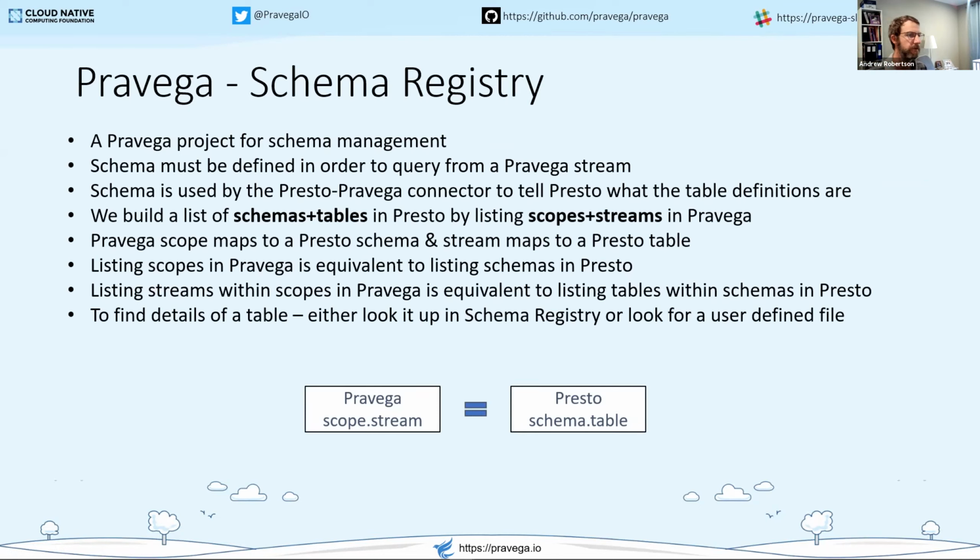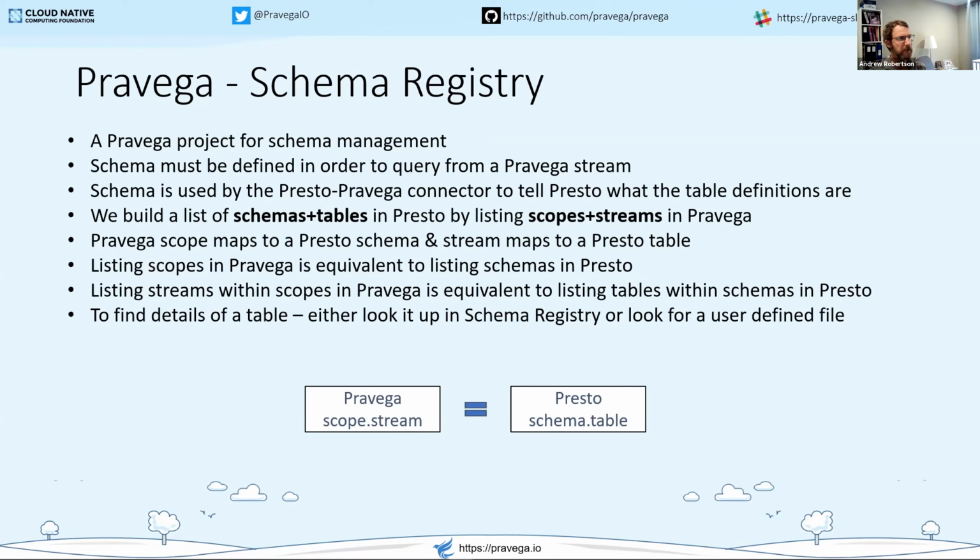Schema registry, right? I'm sure most everybody knows that there is a Pravega project called Schema Registry. And we're pretty well integrated with that. We'll use it if it's available. It provides some nice features.